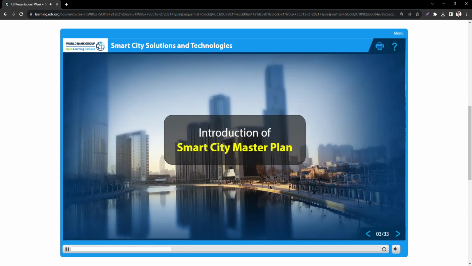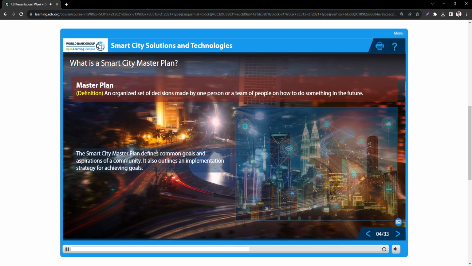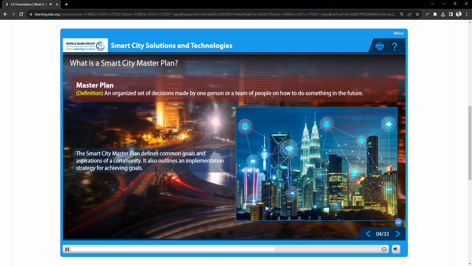First of all, let's have a look at the definition of a smart city master plan. What is a smart city master plan? According to the dictionary, a master plan is defined by an organized set of decisions made by one person or a team of people on how to do something in the future. Therefore, Smart City Master Plan defines the common goals and aspirations of the community and the city. Also, it outlines an implementation strategy for achieving goals.